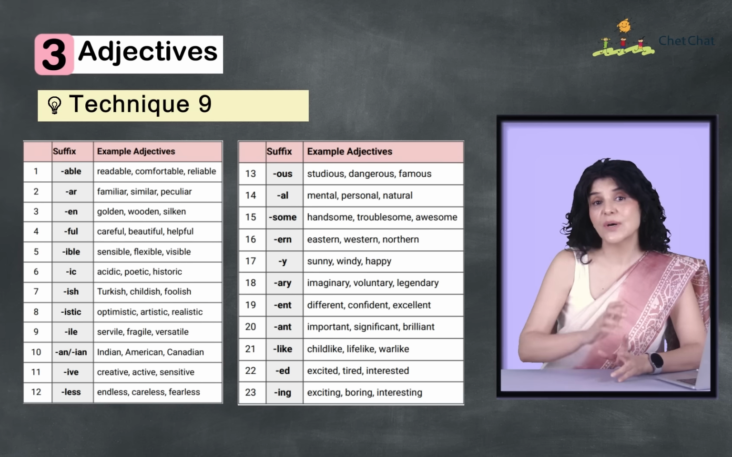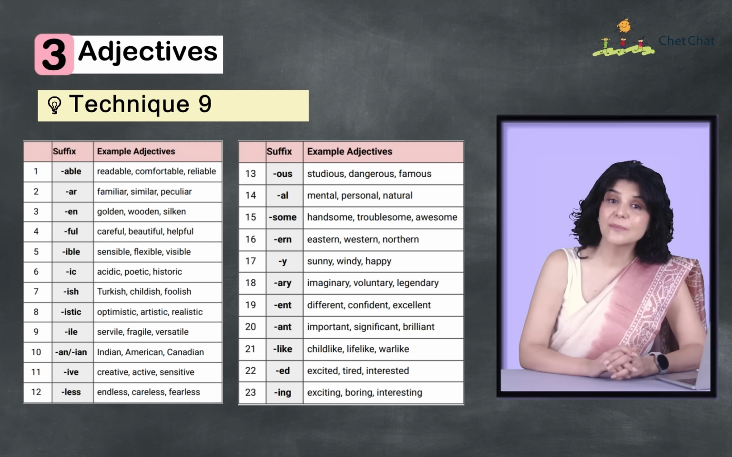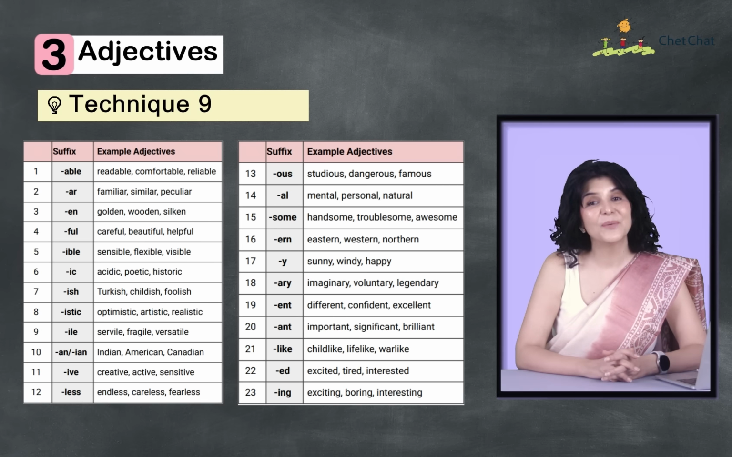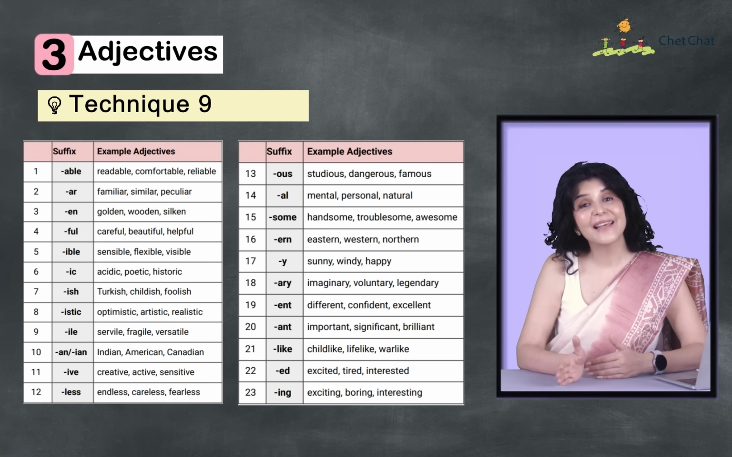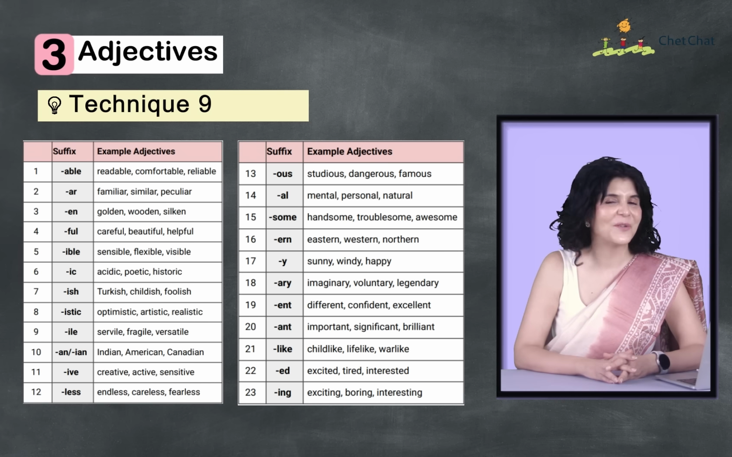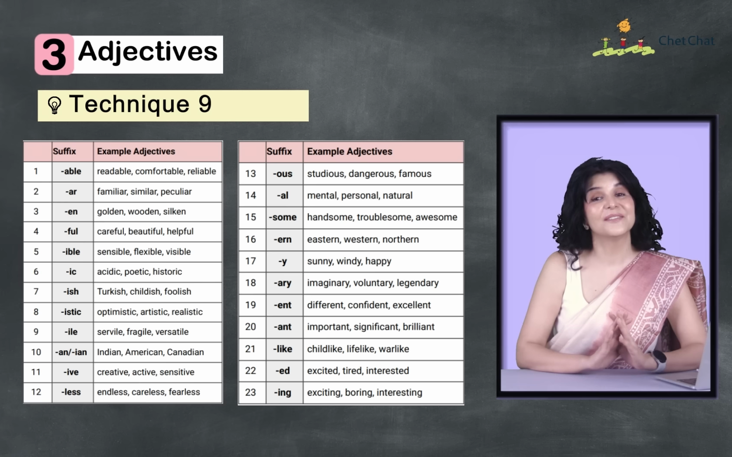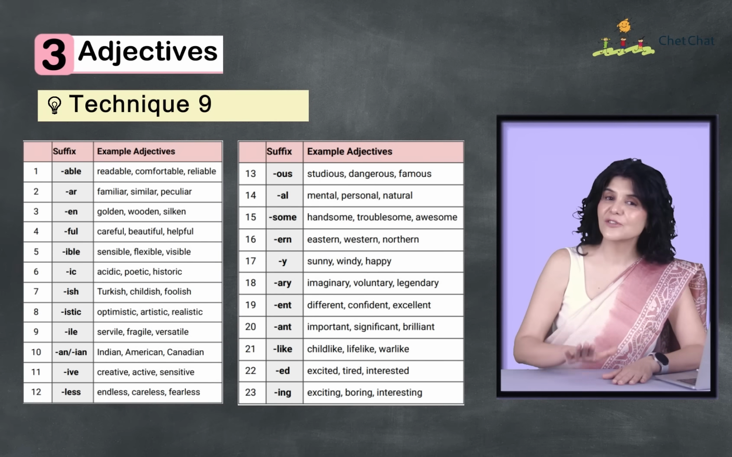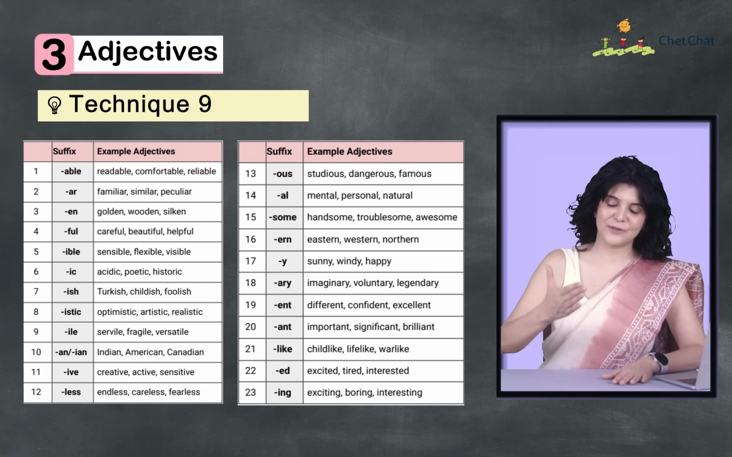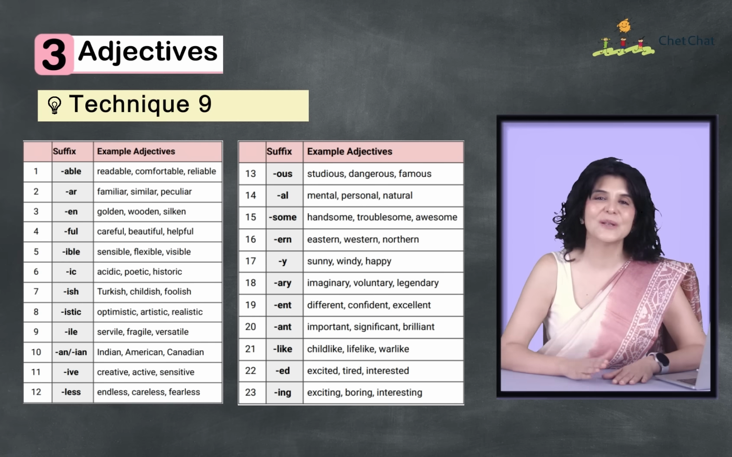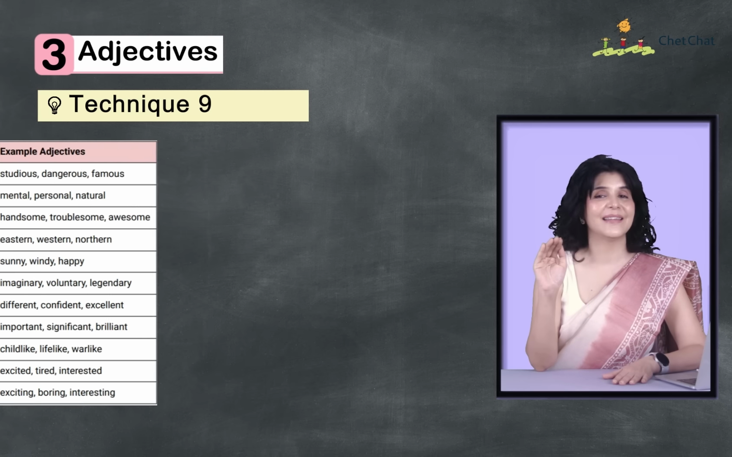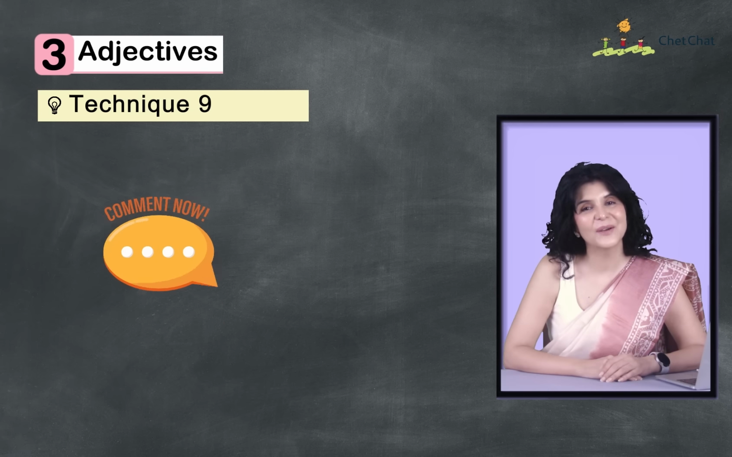Example, words ending in able like readable, comfortable and reliable are all adjectives. Similarly, words ending in less like endless, fearless and careless are also adjectives. The list is very long. Don't try to memorize it. Take a screenshot and save the video, and once you practice and you observe and you do more and more, you will become a pro. And don't forget, if you want to have anything answered, leave it for me as a question.